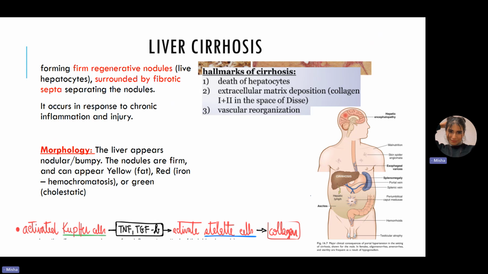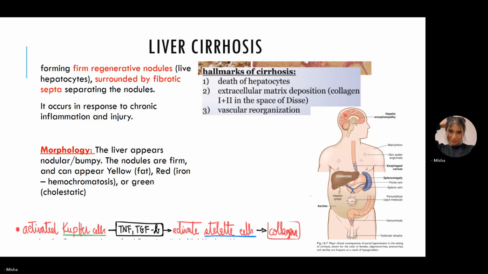I mentioned that they can be micronodular or macronodular. Micronodular nodules are less than 3 millimeters in size and mostly occur due to portal cirrhosis or biliary cirrhosis, right? Or, for example, from alcoholism. Macronodular nodules are more than 3 millimeters in size and can occur due to viral causes.